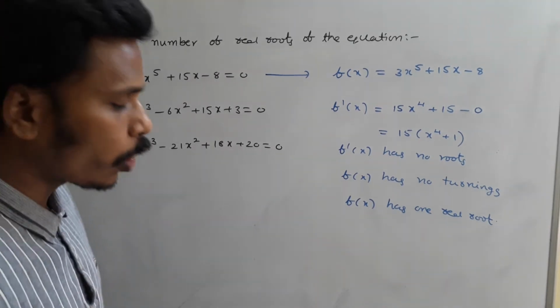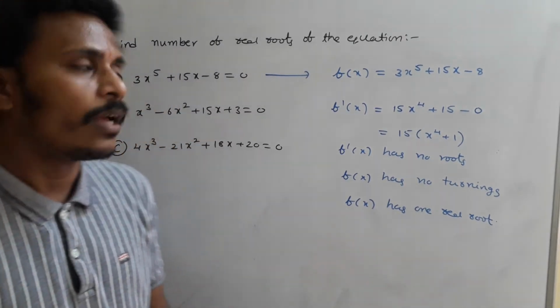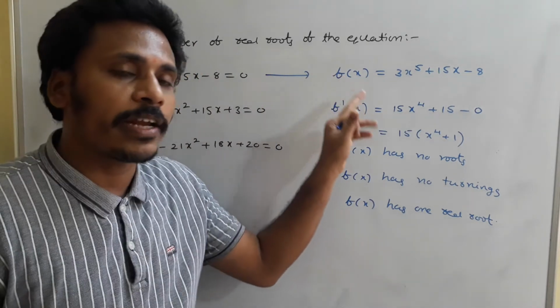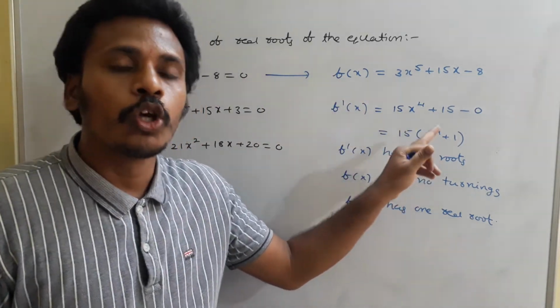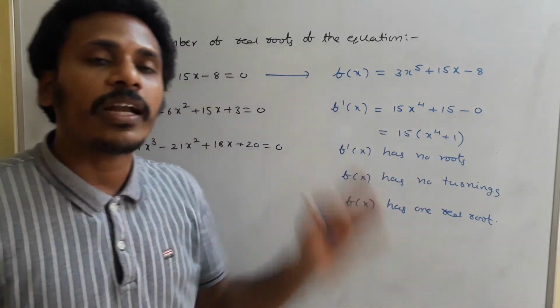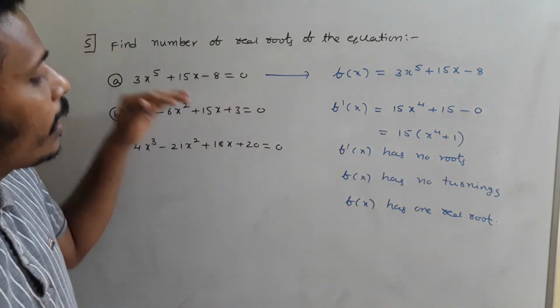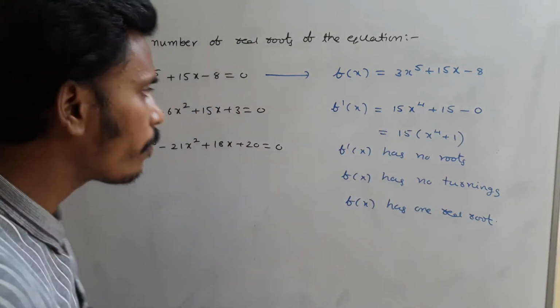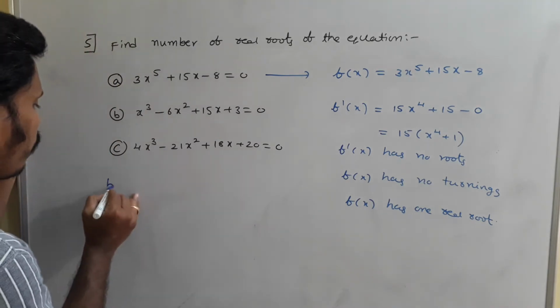We conclude just with the help of Rolle's theorem. Consider the function as f of x, find its derivative. Its derivative has no zeros, so the given function has no turnings. That indicates that the given polynomial equation has only one root. There ends the problem, right? In the same way, you just think about bit b.